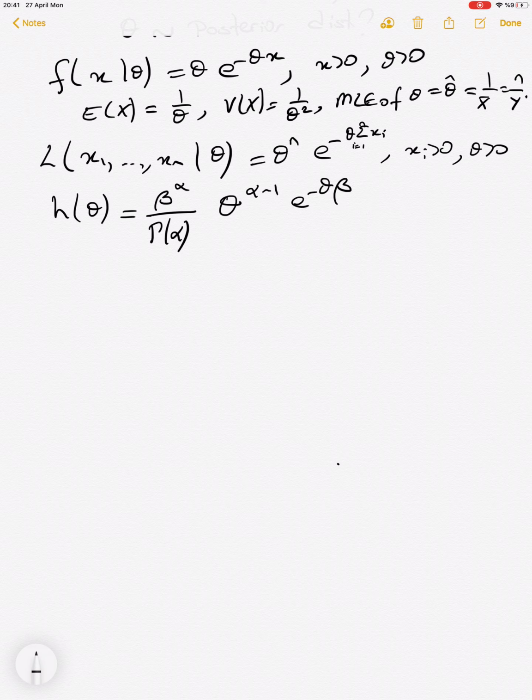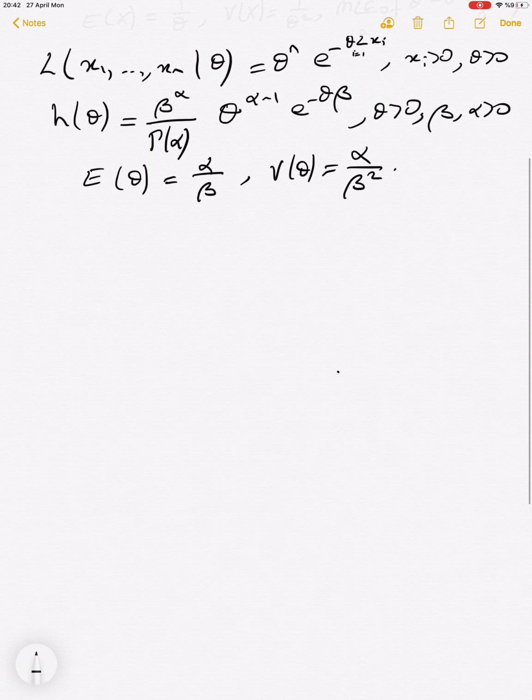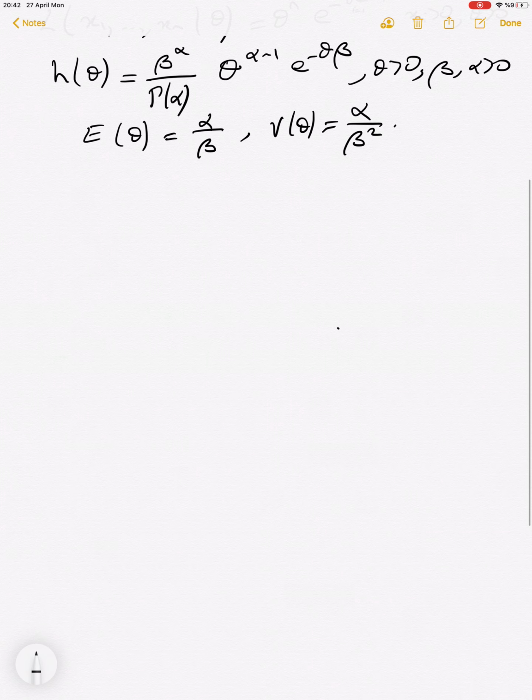So theta to the alpha minus 1 e to the minus theta beta. Theta is positive, and alpha and beta are also positive quantities, and we know that the expected value of theta is the multiplication of the parameters, and the variance of theta is alpha over beta squared. This is a property of the gamma distribution, you know. Okay, so let's find the posterior distribution.